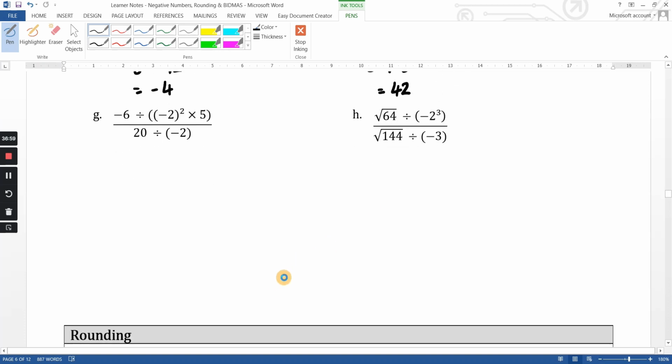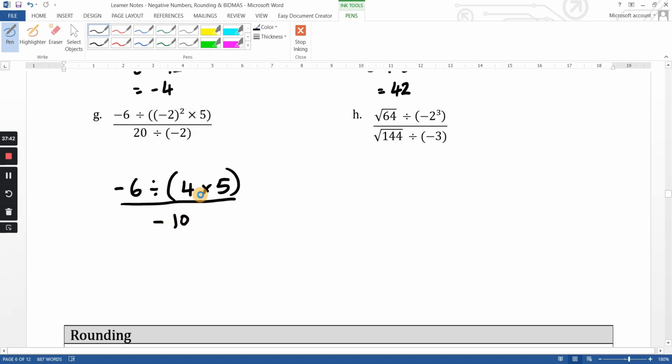Okay, part G. Again, got a big fraction here, but let's just separate. Let's just do the top bit first. In the top bit, I've got this funny bit in the brackets. So I've got minus 6 divided by, open brackets, minus 2 squared. So that's minus 2 times minus 2, which is, using your negative rules, a negative times a negative gives me a positive answer. So I've got 4 there times by 5 over, let's do the bottom bit as well separately. 20 divided by minus 2, so that's going to give me minus 10 for the bottom.